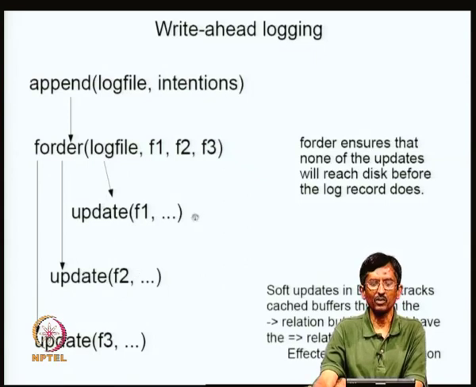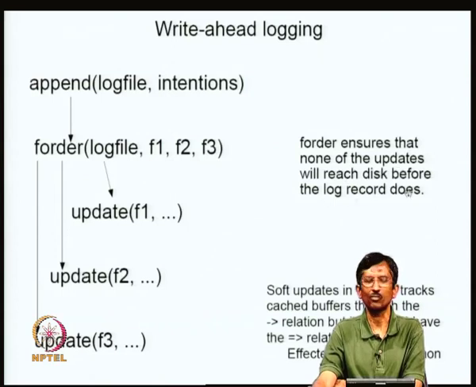So in a sense you can express certain kinds of concurrency that you want in the system, and this F order gives you that handle. Basically this F order ensures that none of the updates will reach disk before the log record does. So it has been logged completely, and only then does it go.